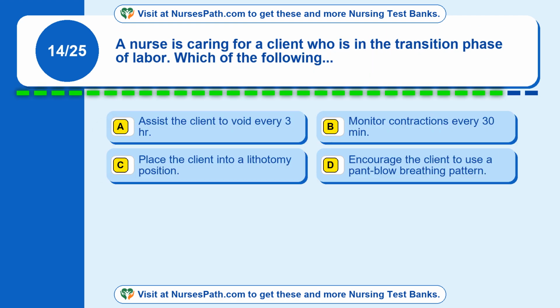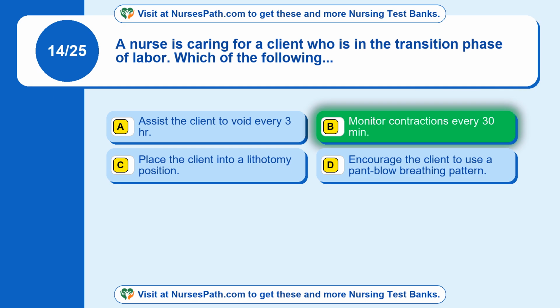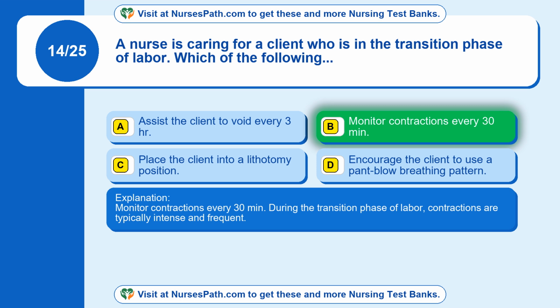Question 14. A nurse is caring for a client who is in the transition phase of labor. Which of the following actions should the nurse take? Option A. Assist the client to void every 3 hr. Option B. Monitor contractions every 30 minutes. Option C. Place the client into a lithotomy position. Option D. Encourage the client to use a pant-blow breathing pattern. The correct answer is option B. Monitor contractions every 30 minutes. During the transition phase of labor, contractions are typically intense and frequent.